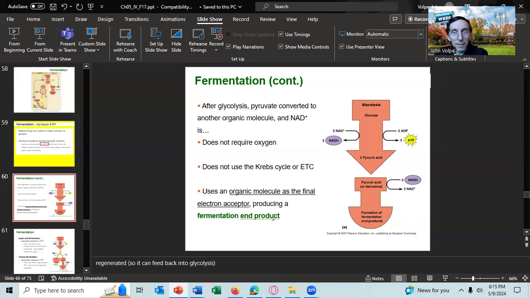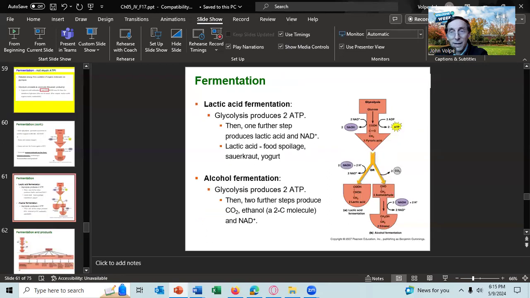All right, I've already mentioned that human cells, at least our muscle cells, can engage in fermentation. It's lactic acid fermentation that our muscle cells can use to make ATP, meaning they can use glucose to make ATP. They're the only cells in the human body which can make ATP from fermentation.